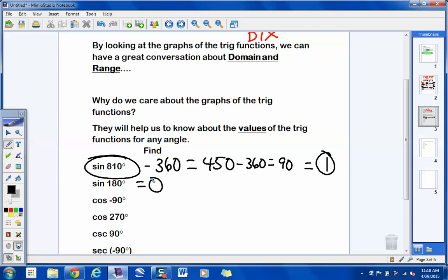How about cosine of negative 90? How often does a cosine repeat itself? Every 360 degrees. Add 360 degrees. What have you got? It's really the cosine of 270, right? Which is what value? 0. Okay. What's true about these two functions right here? They're the same. Okay.